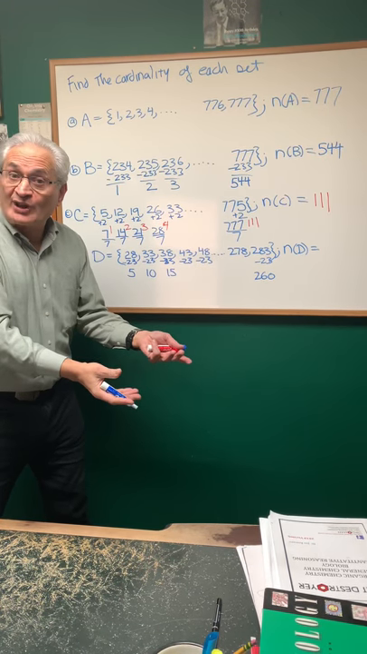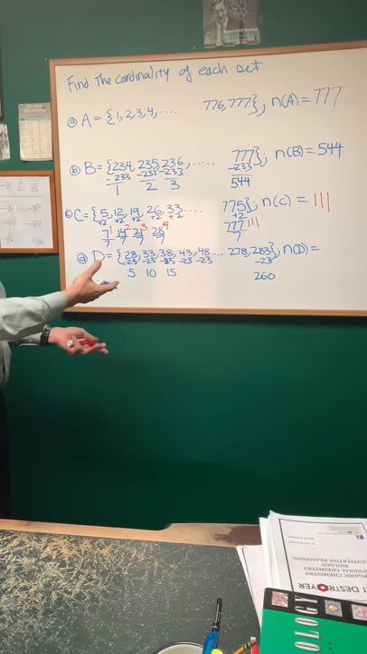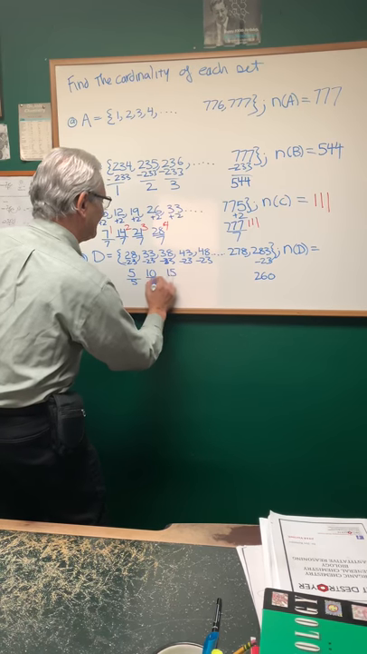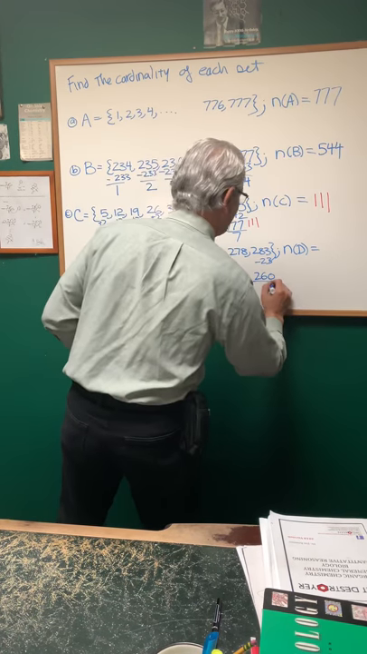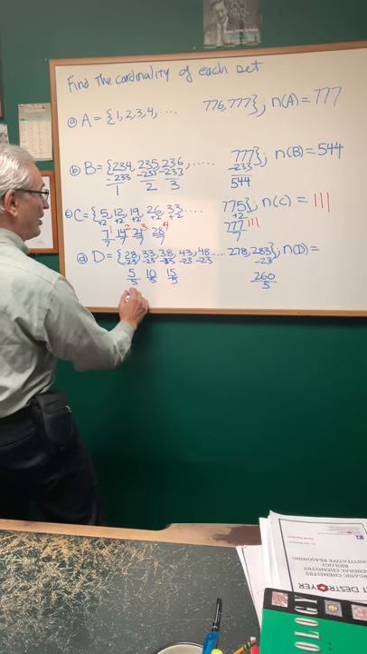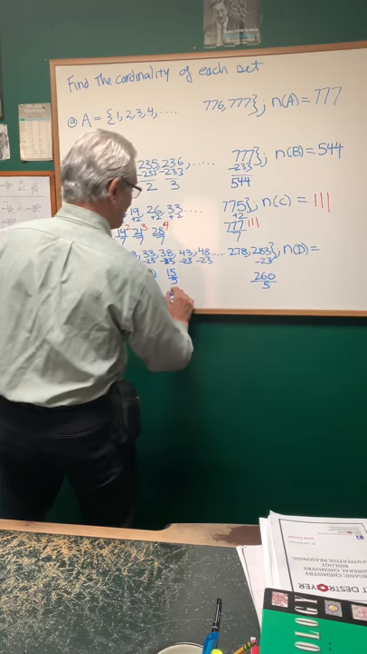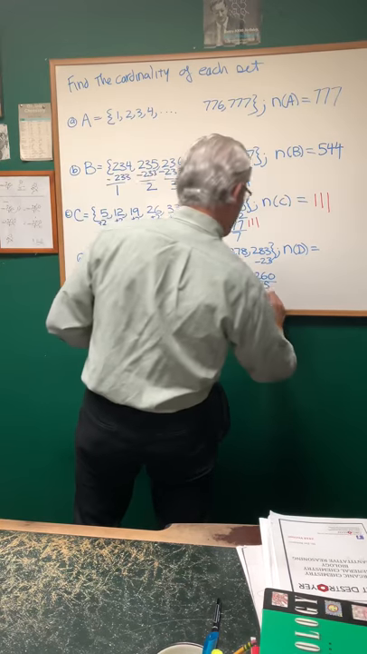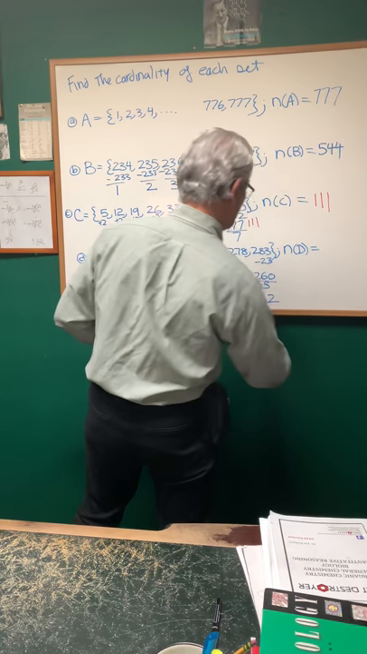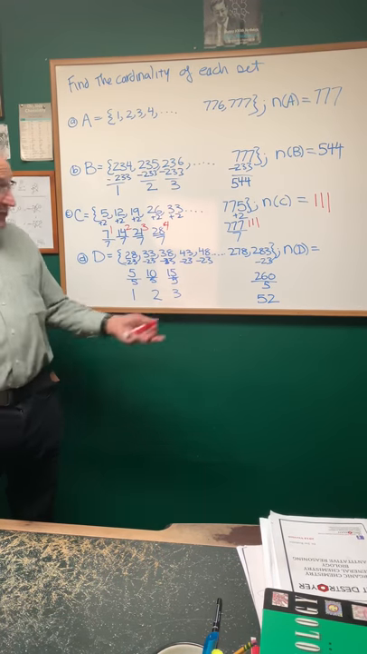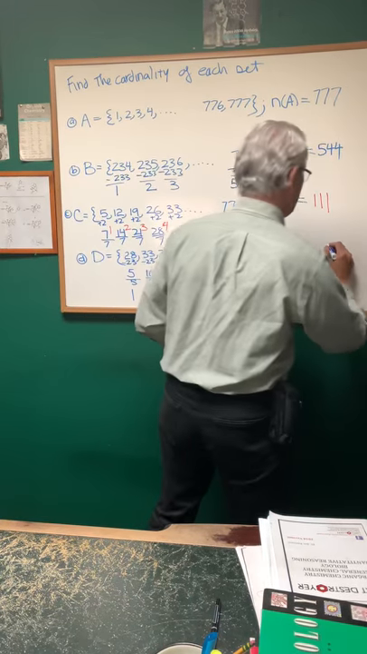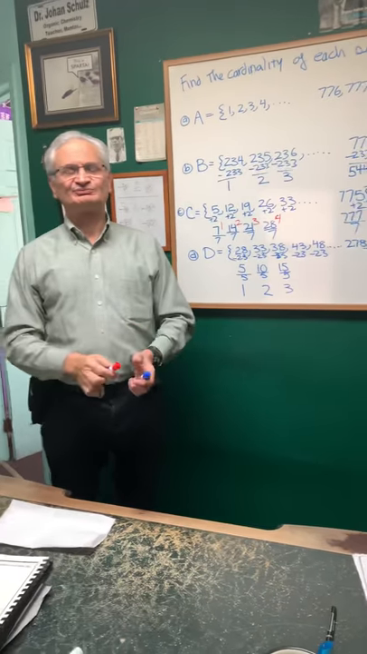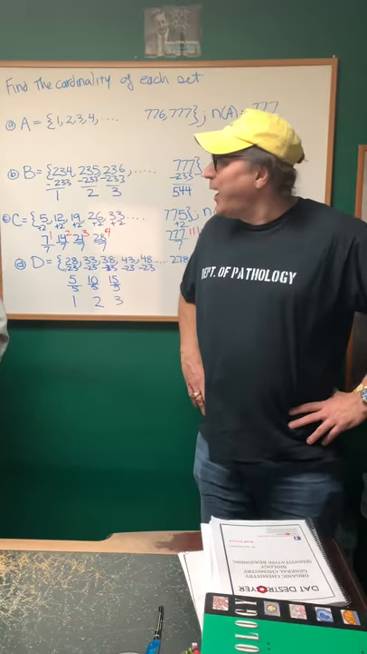What do I do to make it look like the counting numbers? Divide each element by 5. So we divide each element by 5, divide each element by 5, divide each element by 5. What do we get? The counting numbers, 1, 2, 3, and finally over here, what's 260 over 5? That's going to be 52. All right, and there we are. The cardinality of set D is 52. And that's it. Hope you guys enjoyed that tape.